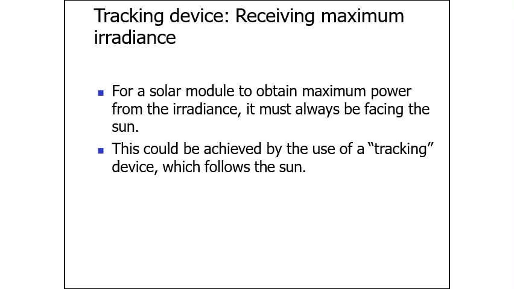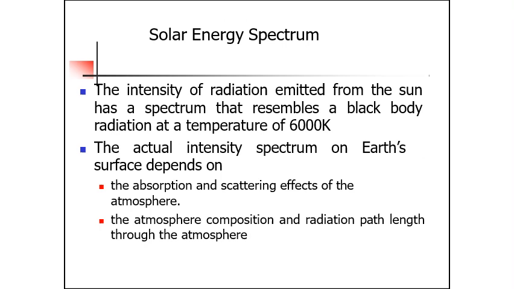So after we saw the effect of cosine loss, we understand that designing a tracking device that can track the path of the sun for the whole day is very important. So for a solar module to obtain maximum power from the irradiance, it must always be facing the sun. So this could be achieved by the use of a tracking device which follows the sun.